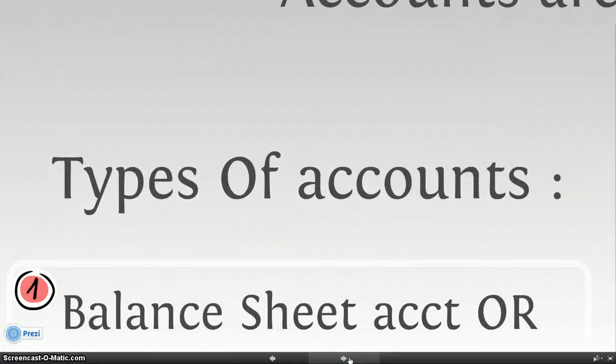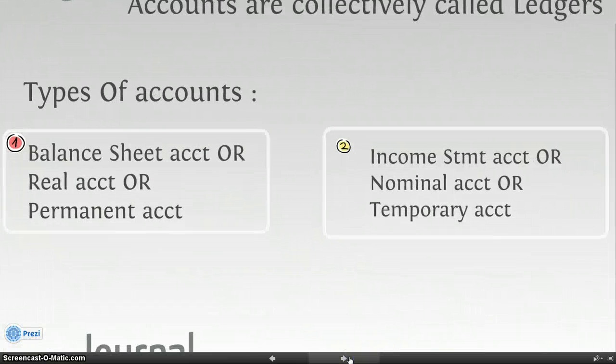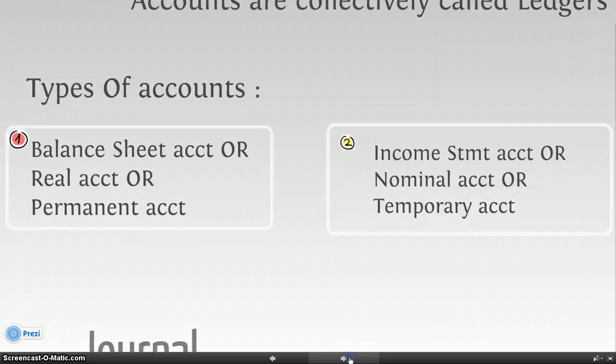And another way of classifying the accounts is balance sheet accounts, or real accounts, or permanent accounts. They all mean the same thing. Then there are income statement accounts, which are also called nominal accounts, temporary accounts, etc.